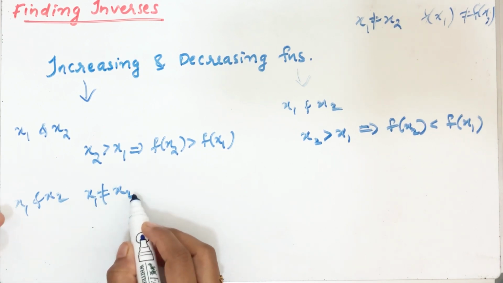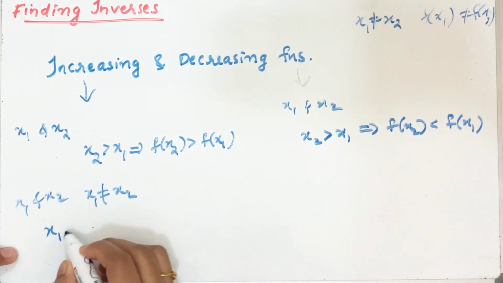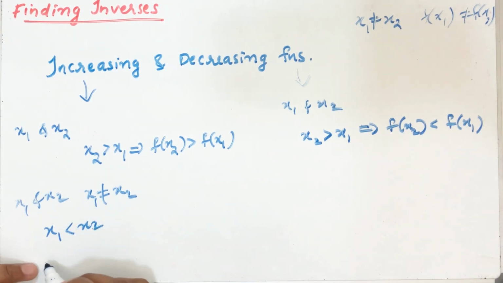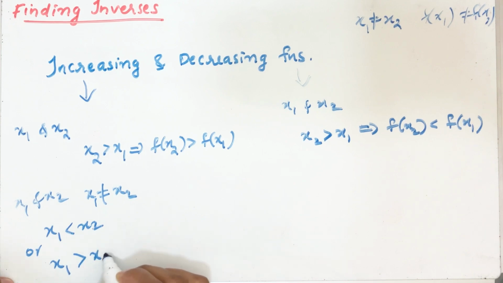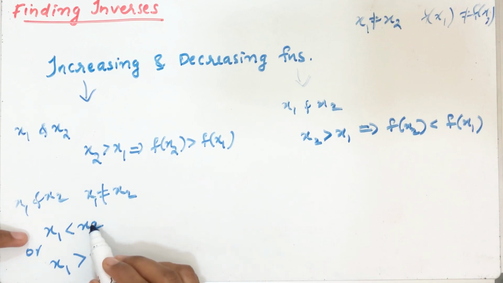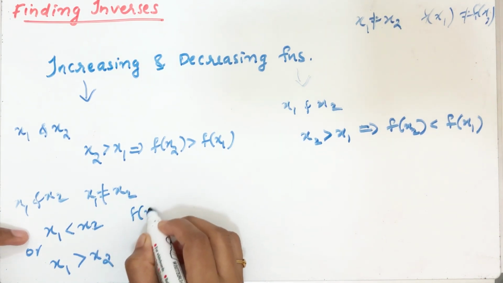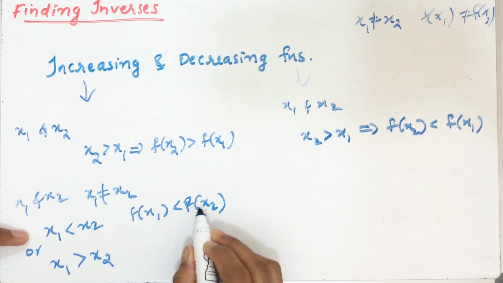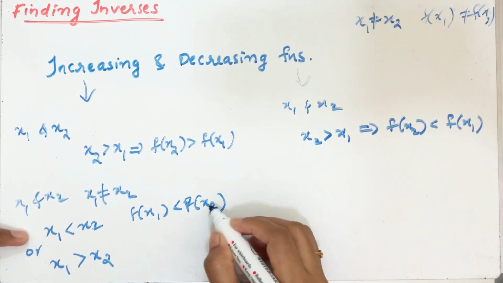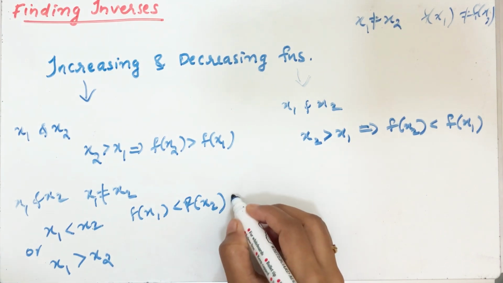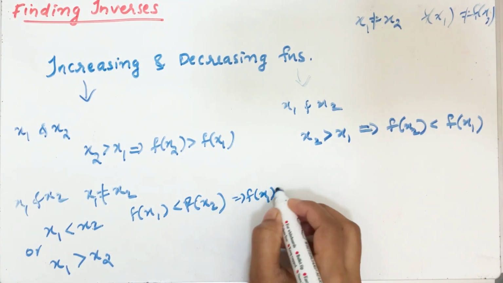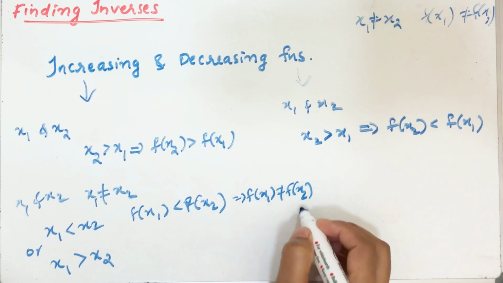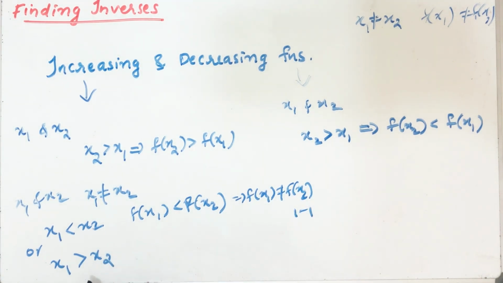If x1 is not equal to x2, we can say either x1 is strictly less than x2 or x1 is strictly greater than x2. Since the function is increasing, whenever x1 is strictly less than x2, then f of x1 is less than f of x2. F of x1 less than f of x2 implies f of x1 is not equal to f of x2. So we can say f of x1 is not equal to f of x2. That is 1 to 1. Consider the second case.